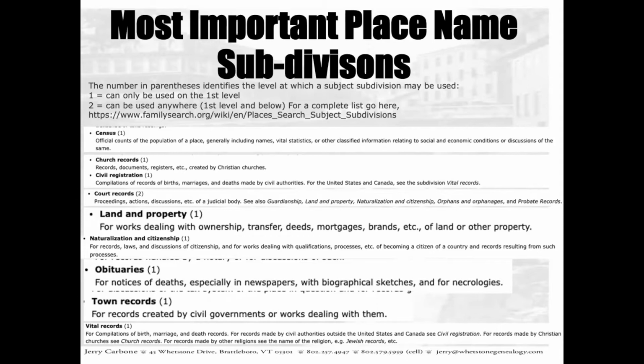They have a very extensive obituary collection, with free access to the digitized parts of it. And of course, town records are important for Vermont because most of our records are collected on a town level. So those are very important. And then I mentioned the vital records part of it, which is in the United States and Canada, where you can find the birth, death, and marriage records.